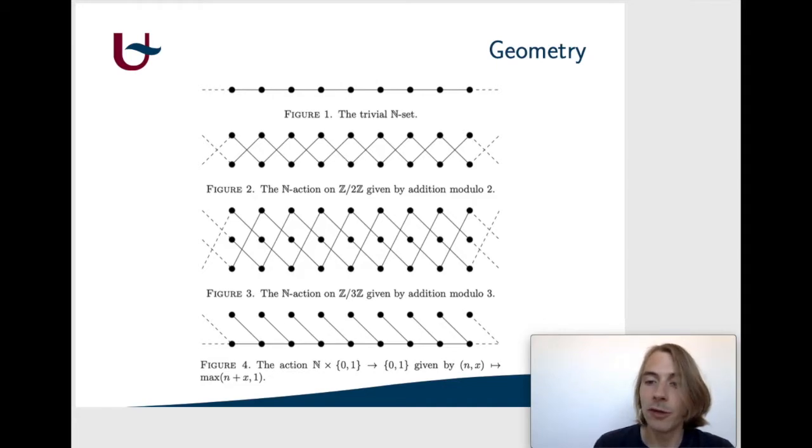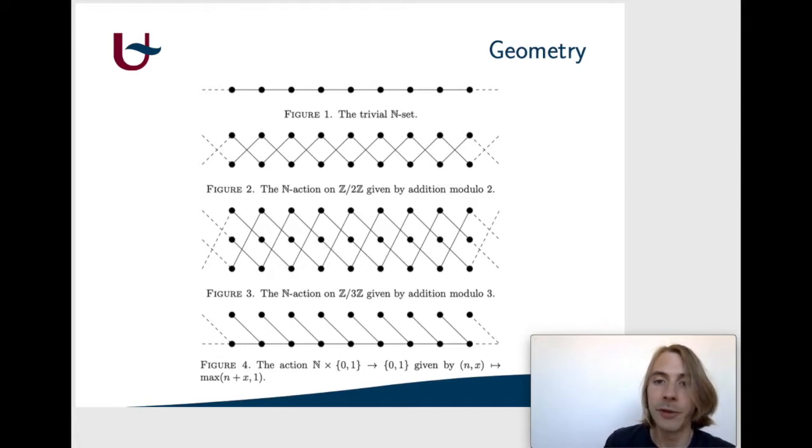And we want to look at a fixed monoid M and the sets together with an M action. And we want to look at these sets in a geometric way. So here are some drawings of 4 sets together with an action of the natural numbers under addition.